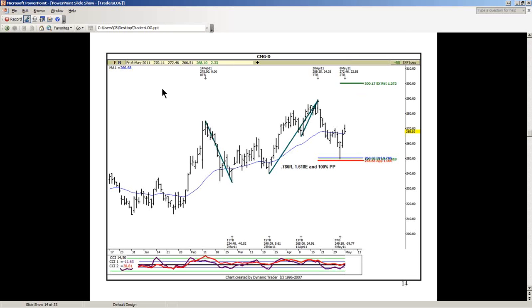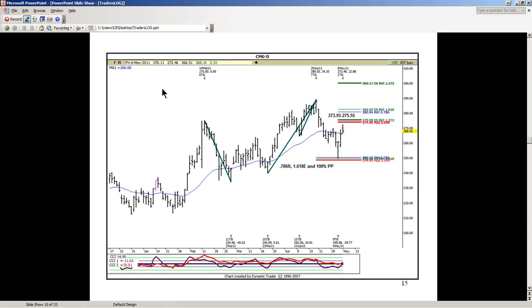The target for any of these setups is always the 1272 extension of the swing into the cluster zone, or the setup zone. So in this case, it would have been taking the prior high to low, April 20th high, to this low made on May 4th, and extending upwards. 30017 was the target.